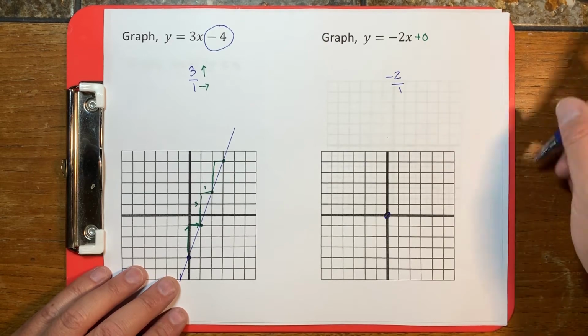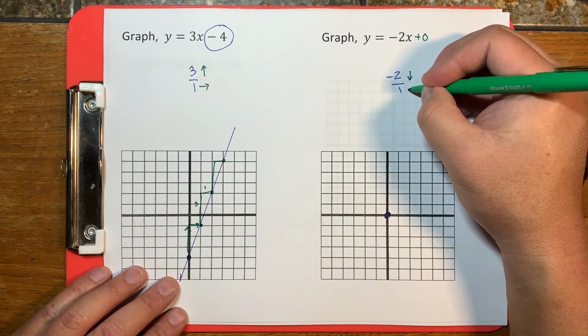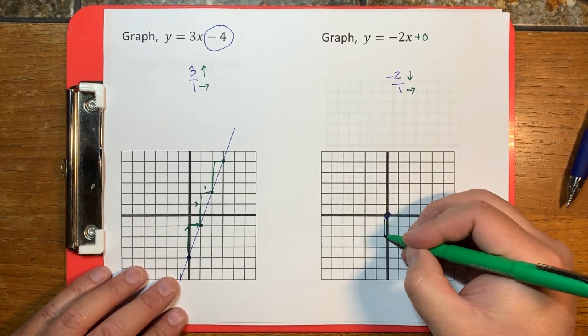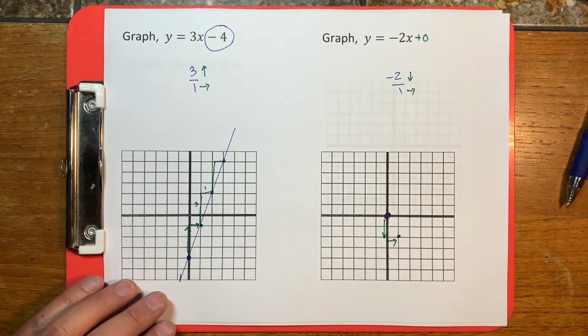Now from here, we're going to go down 2, right 1. So we're going to go down 2, right 1, and that gives us our second point.